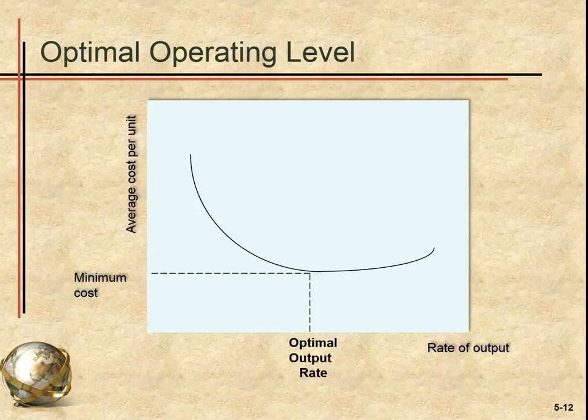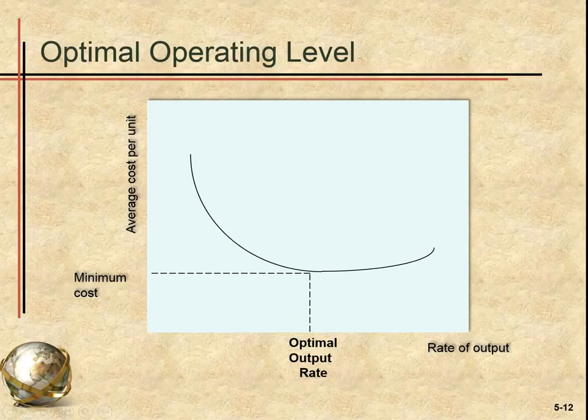So that just follows simple logic. The more I'm producing from a machine, the more I get, the total cost per unit is going to go down until I reach the optimal equilibrium point where I have the minimum cost and the optimal output rate.